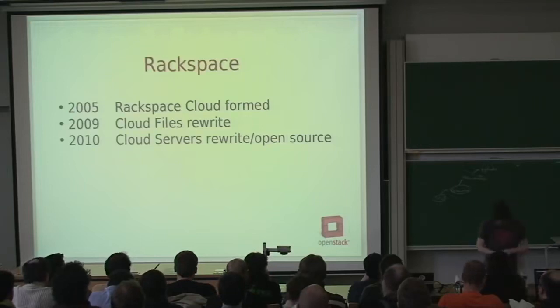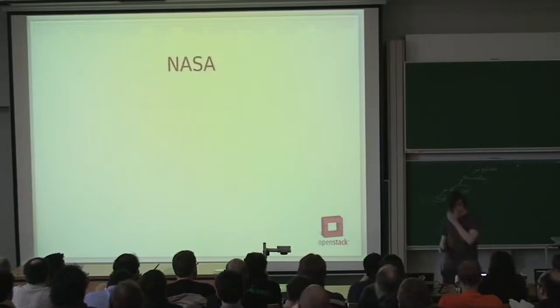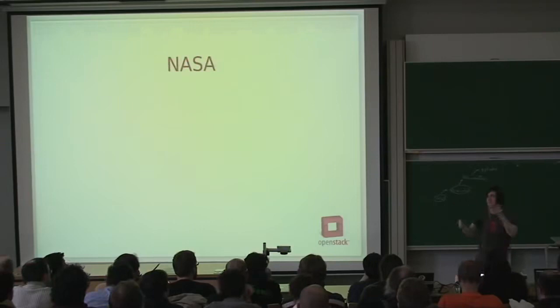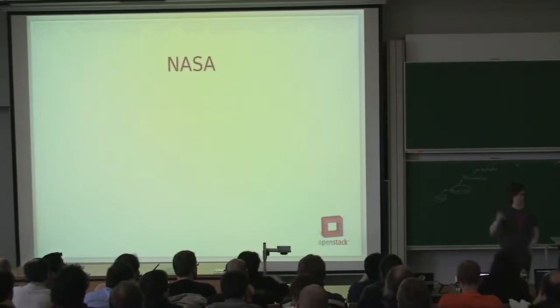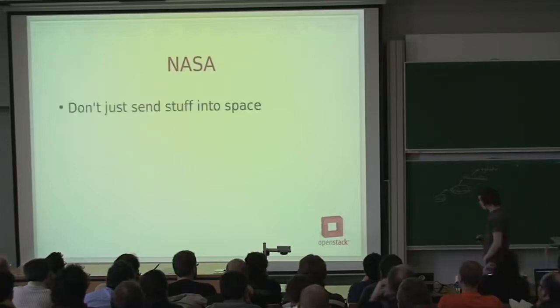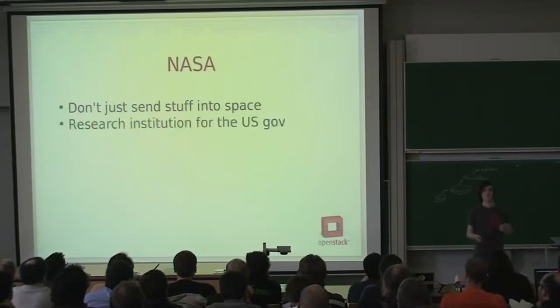Okay. So the other distinct timeline is that of NASA. We all know NASA as the people who send stuff into space, and they deal with outer space and moon and stuff like that. Other than that, that's not all they do. They also function as a much more general purpose sort of research institution for the American government.